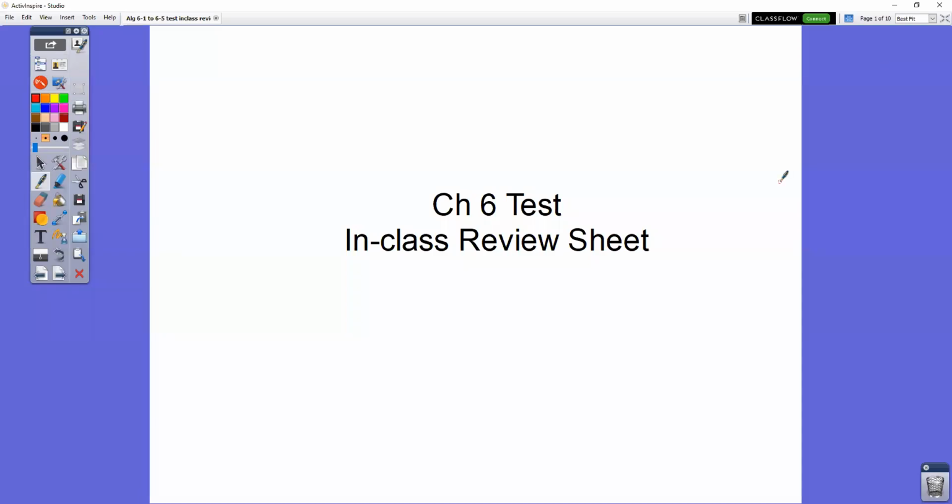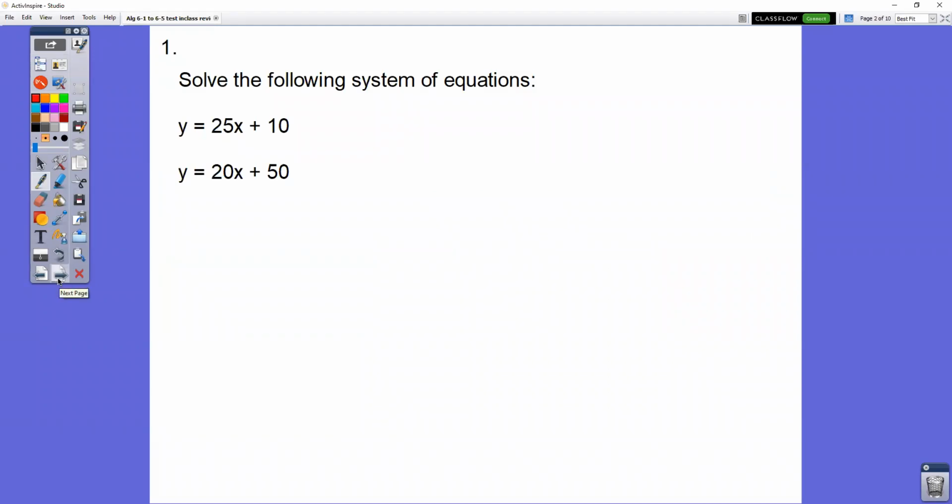This is the review for the chapter 6 test. In the first question, we are solving the following system of equations. Notice in this particular question, you have both of them as y equals at the beginning. Since both of these are y equals, we want to set them equal to each other. So we're going to set 25x plus 10 equal to 20x plus 50, and then solve for x.